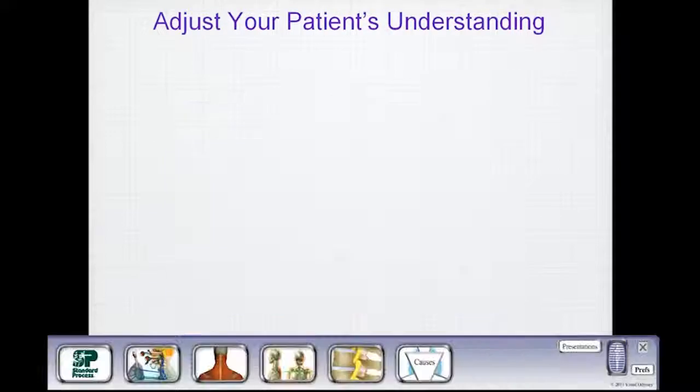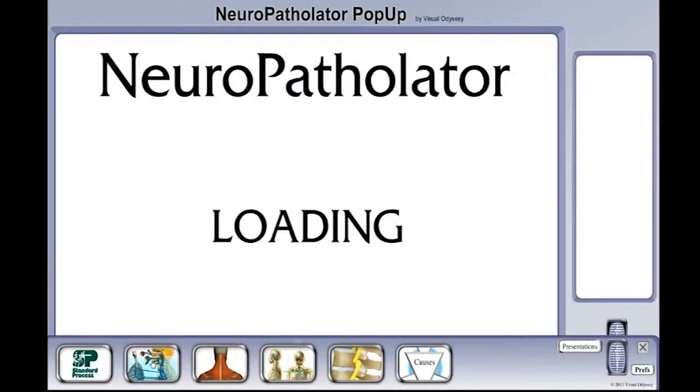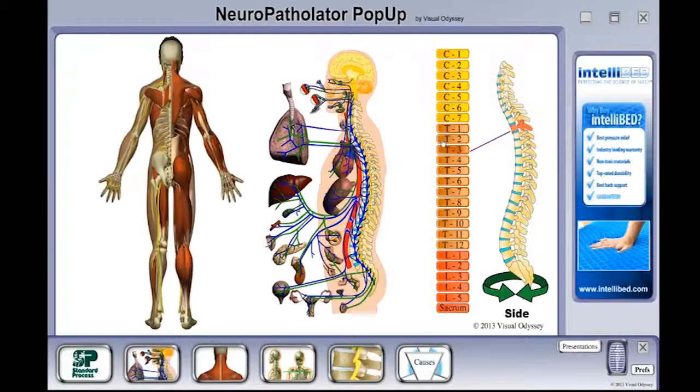We have the classic Neuropatholator, where we're showing the organs and nerves simultaneously. And then we still have the standard process capabilities of talking about the heart and those supplements that are beneficial for the heart with information about each of the supplements.